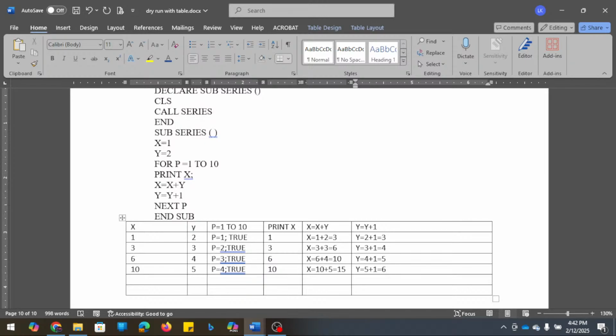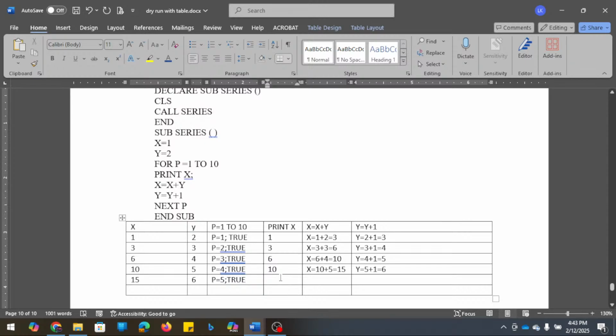Y equals y plus 1. Y is 5, 6. Okay, fine. Now in the next iteration x becomes 15. So what is y here? 6 here. P equals 5. It is true.